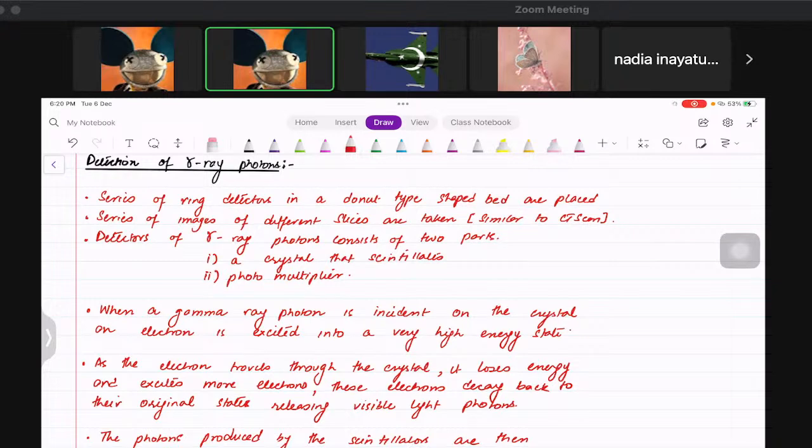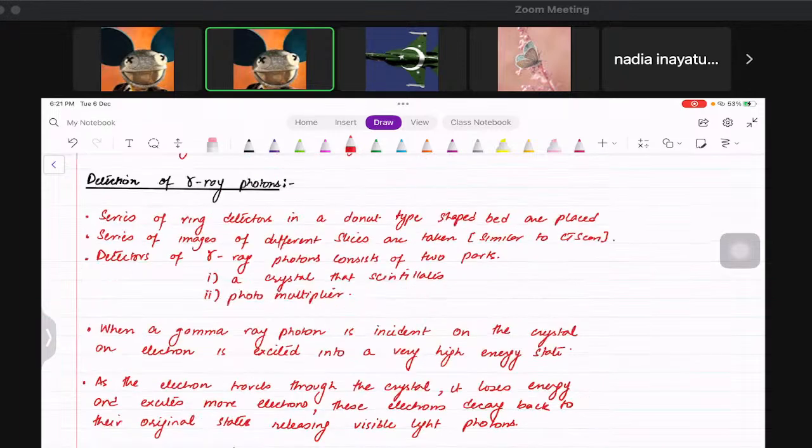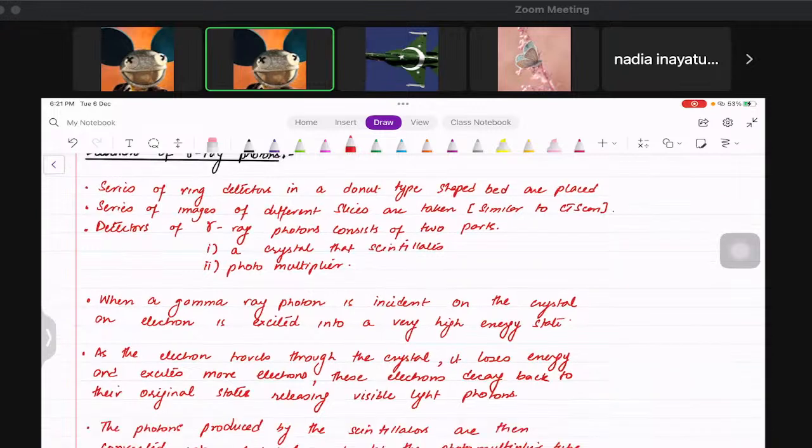I'm going to show that, so please don't laugh at my drawing. So, hold on. Till you can complete writing this, please. I'm going to show you how the ring detectors are and stuff like that. Oh.